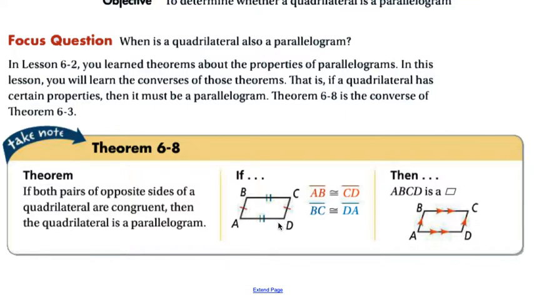So our first theorem, Theorem 6.8, says that if you have both pairs of opposite sides in a quadrilateral being congruent, then that's enough information to prove that it is a parallelogram. So as long as both sets of opposite sides are congruent, then it's a parallelogram.